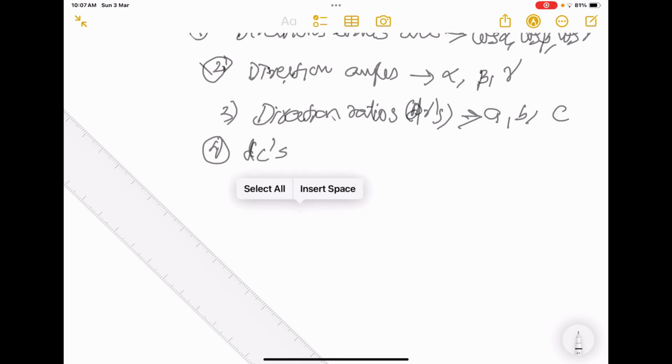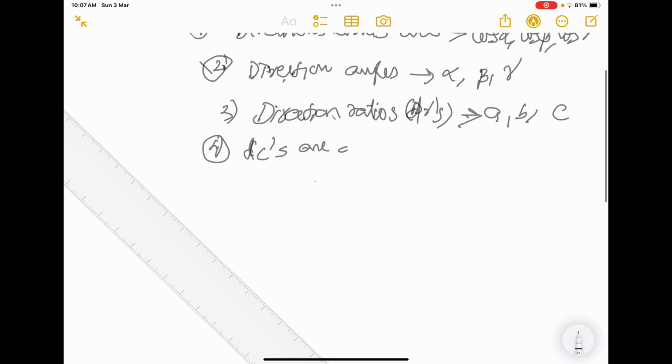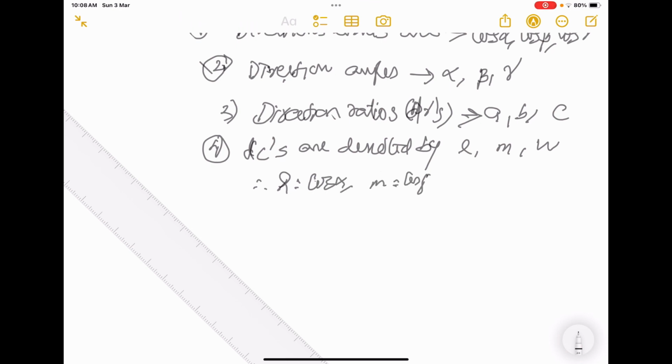DCs are direction cosines, denoted by l, m, n. Therefore, l equal to cos alpha, m equal to cos beta, n equal to cos gamma.